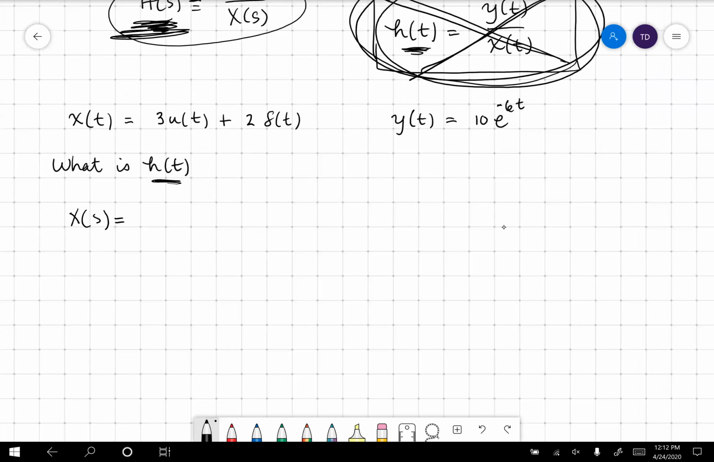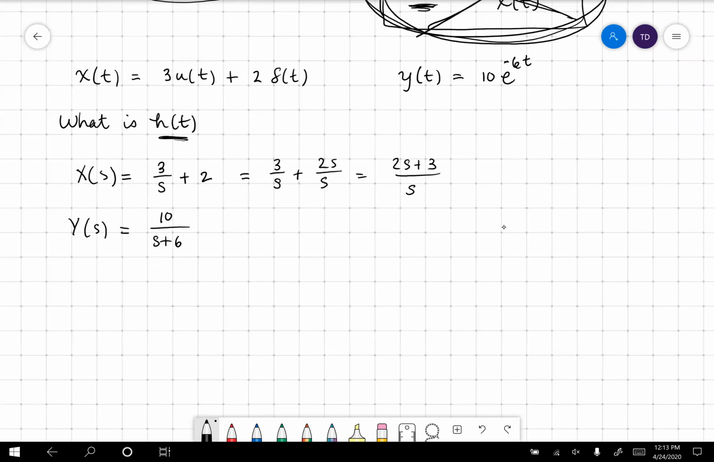So x of s is equal to 3 over s plus 2. Let's write that as 3 over s plus 2s over s, which is equal to (2s plus 3) divided by s. Y of s is equal to 10 over s plus 6. Perfect. Now what do we know?